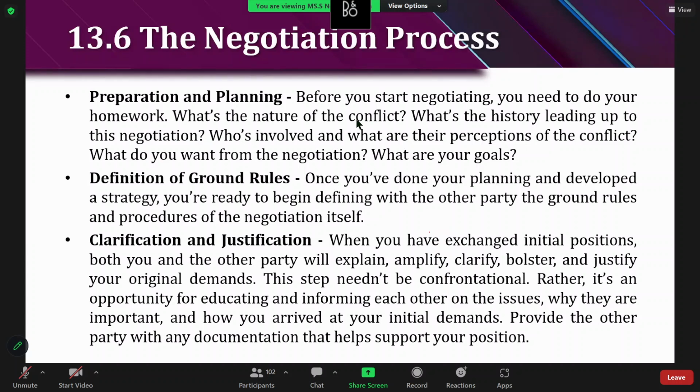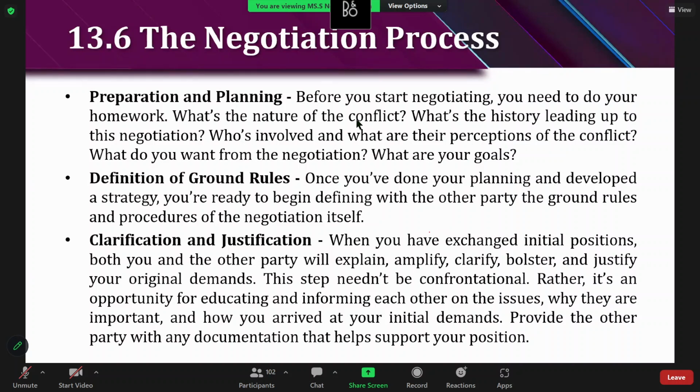What's the nature of the conflict? What's the history leading up to this conflict or the negotiation? Who are the parties going to be involved in this conflict and what are their perceptions? What are their goals? What are their intentions? And what do you want from this negotiation process, and what are your own goals? These are questions you have to ask yourself and come up with answers before you actually enter into the conflict. So you have to do some homework and prepare and plan for the negotiation process.